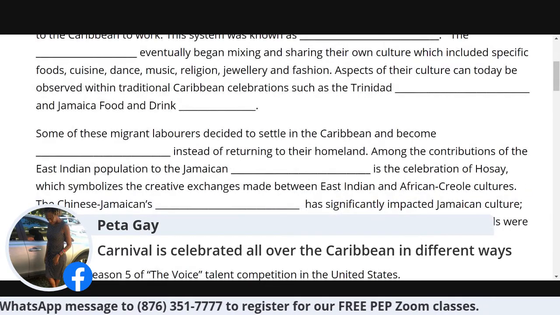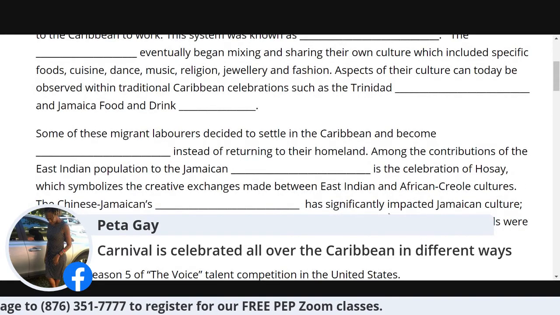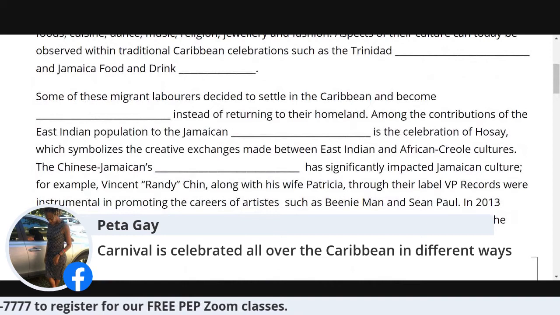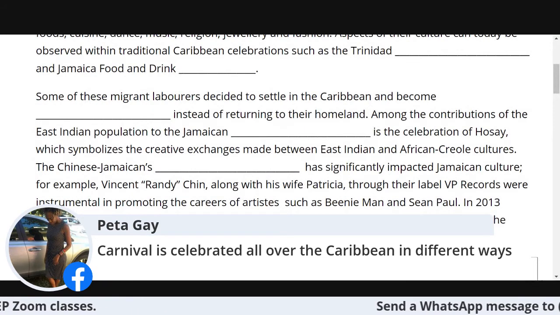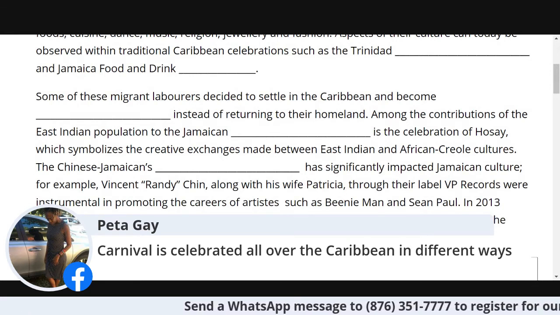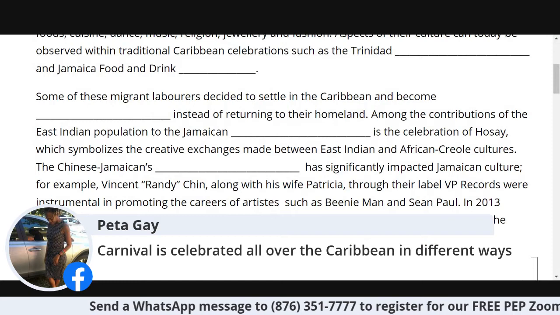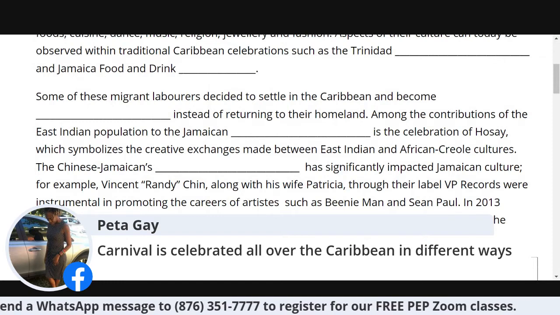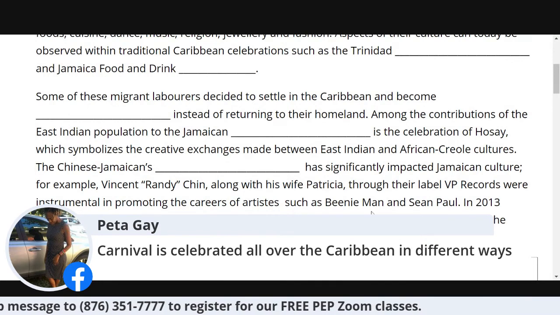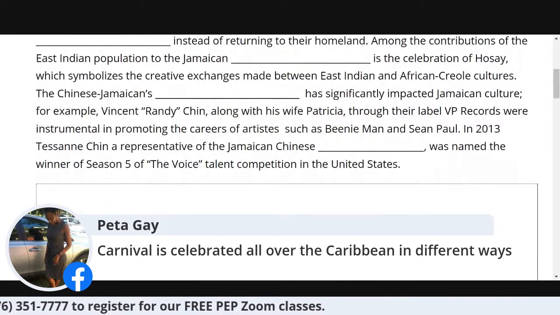The Chinese Jamaicans have significantly impacted Jamaican culture. For example, Vincent Randichin, along with his wife Patricia, through their label VP Records, were instrumental in promoting the careers of artists such as Beenie Man and Sean Paul. In 2013, Tesson Chin, a representative of the Jamaican Chinese community, was named the winner of season 5 of the Voice Talent Competition in the United States.